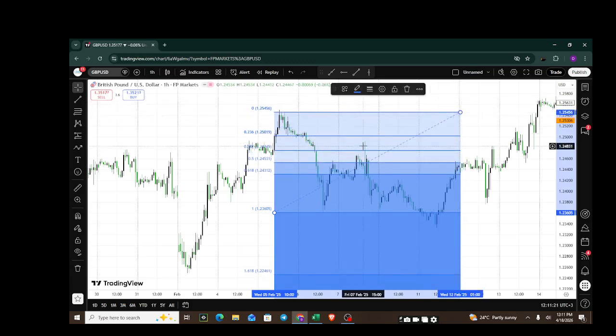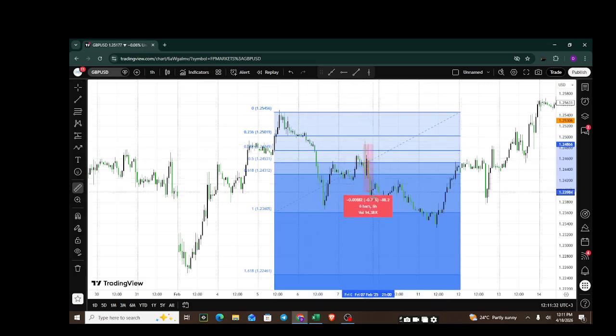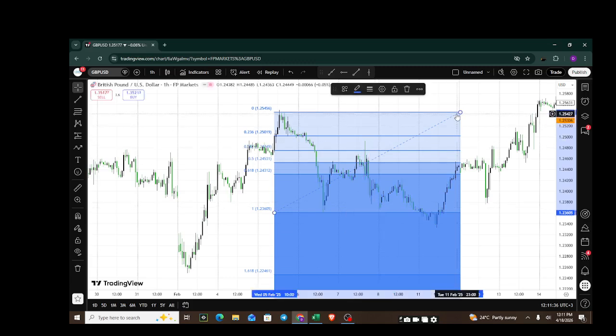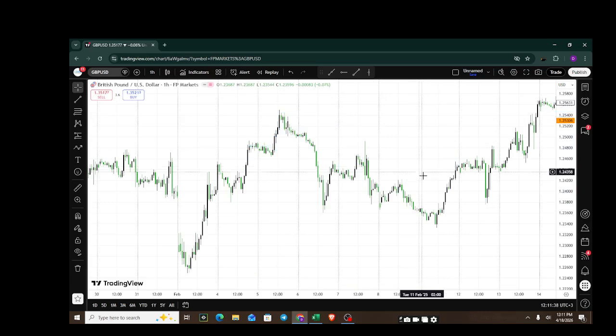So you can see price came and wicked inside our, by the way, it was even NFP. So price wicked inside our, and then went around another 116 pips. So total more than 300 pips.